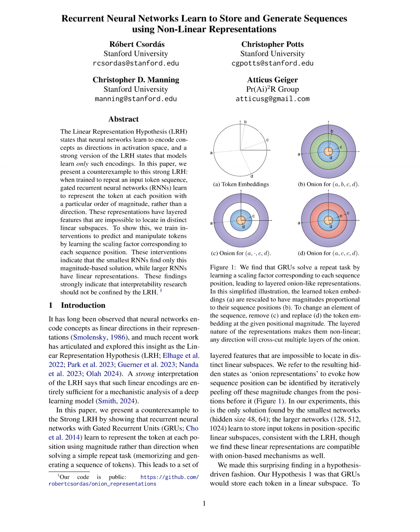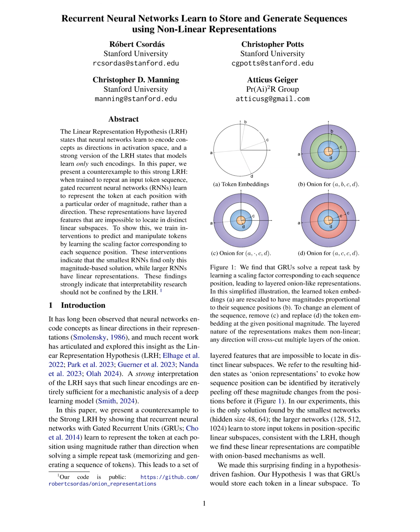We present a counterexample using gated recurrent units, GRUs, that demonstrates smaller networks, hidden sizes 48 and 64, utilize onion representations, where sequence positions are identified by magnitude rather than direction, leading to layered features that cannot be isolated in linear subspaces. This finding is significant because it reveals that while larger GRUs can learn linear representations consistent with the LRH, smaller GRUs solve the repeat task through a fundamentally different mechanism, highlighting the limitations of the LRH in fully capturing the representational capabilities of RNNs.